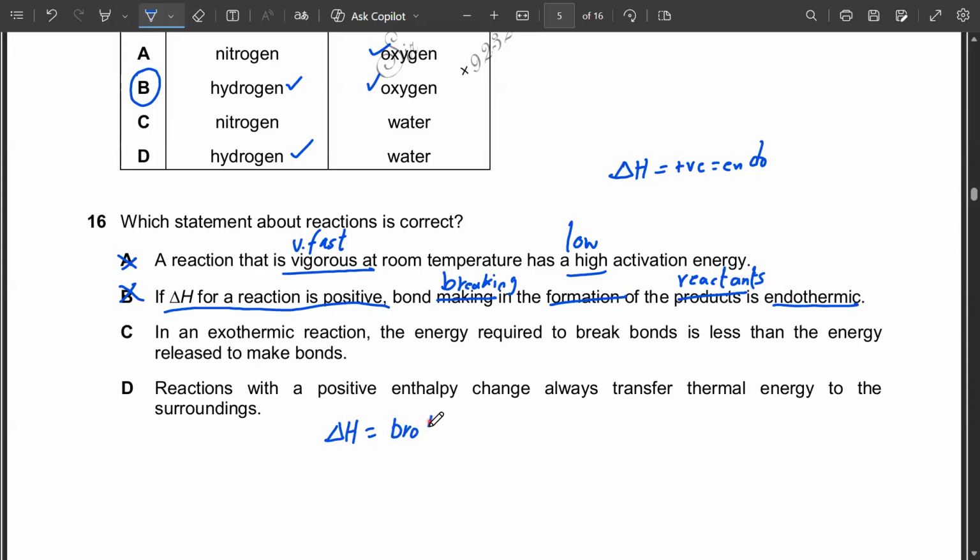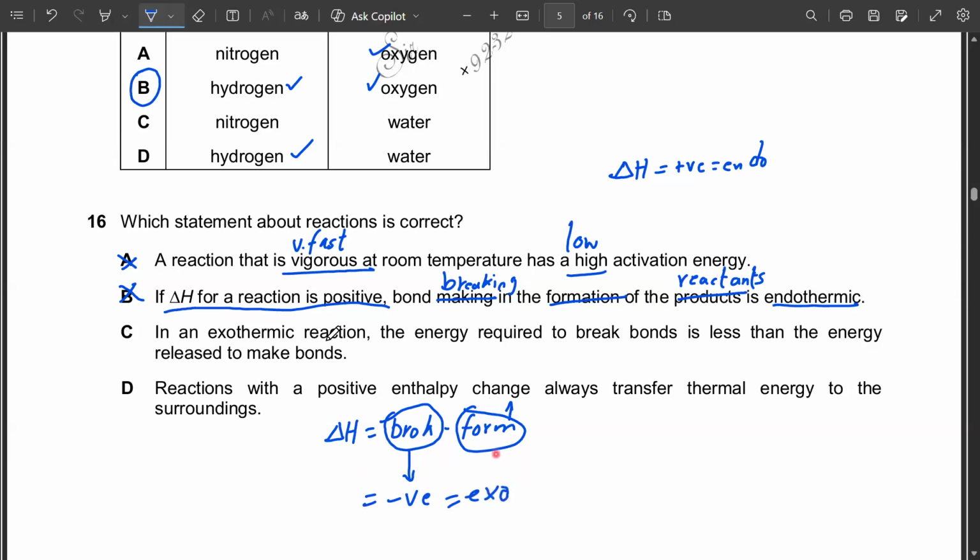It is bonds broken minus bonds formed. So simply consider the statement. It says energy required to break bonds is less. So that means the broken value will be less and the energy released during bond formation will be higher. So as a result of this difference, the value of delta H will be negative. This value is smaller, this value is higher, so you get a negative value. And a negative value indicates the exothermic reaction.